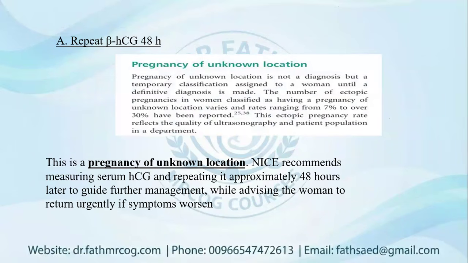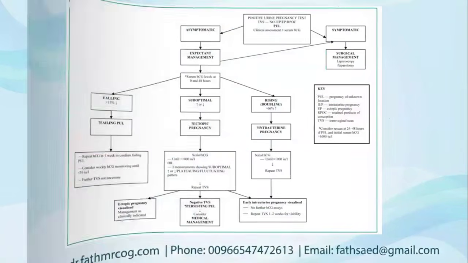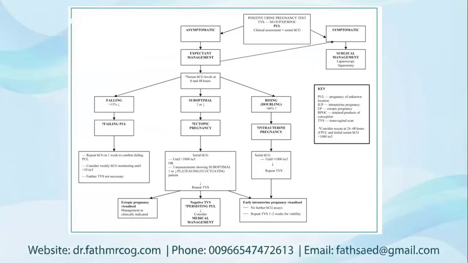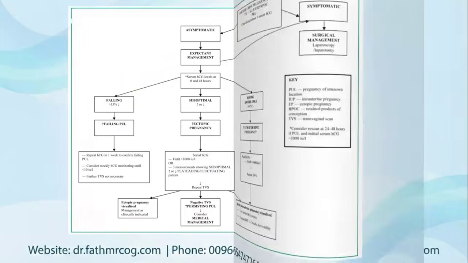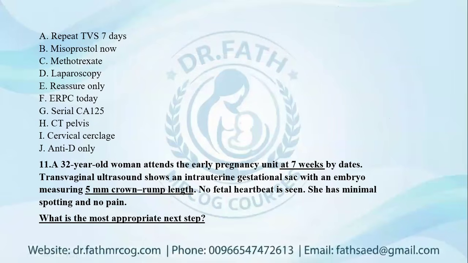That means it is a pregnancy. You will need to follow the patient. NICE recommends measuring serum HCG and repeating approximately 48 hours later to guide further management, while advising the woman to return urgently if symptoms worsen, because it can be an ectopic pregnancy, or later maybe a failed pregnancy. This is the one we will follow. So you need to bring your patient in 2 days and do the beta HCG, and after that you can decide, because the patient is not in pain, she has no problem, only mild bleeding, which is fine.